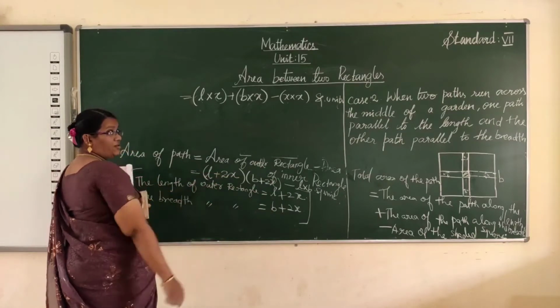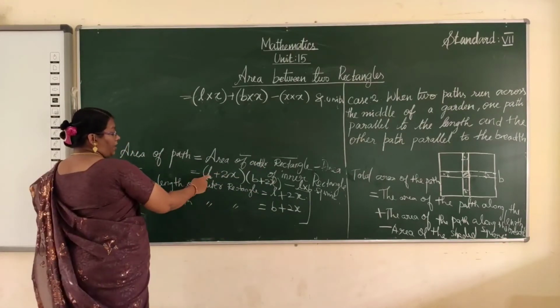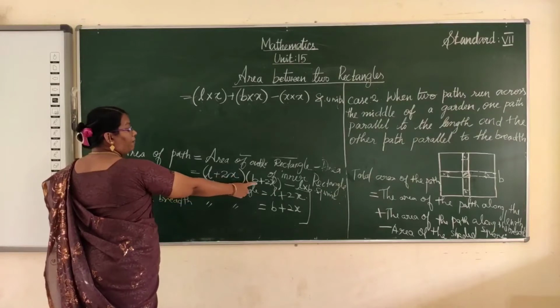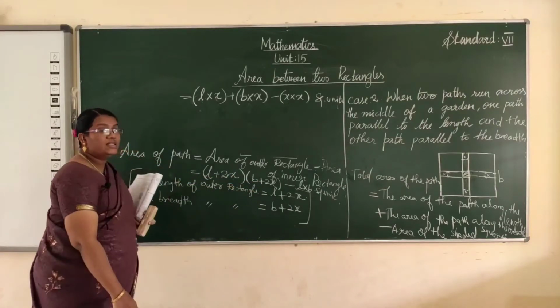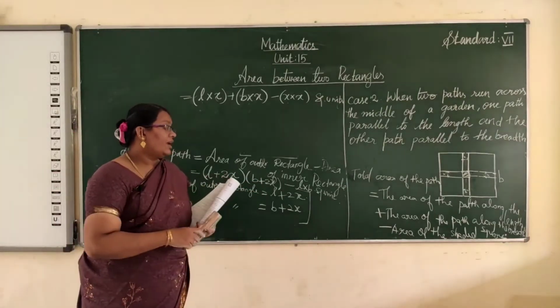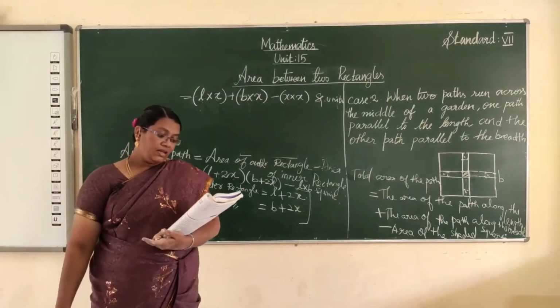In this place we have to add. L plus 2x, B plus 2x, minus L into B. So carefully write the formulas. Now see example 8.